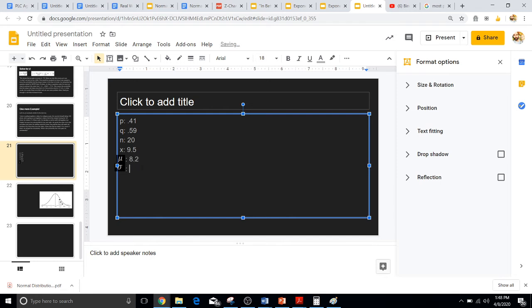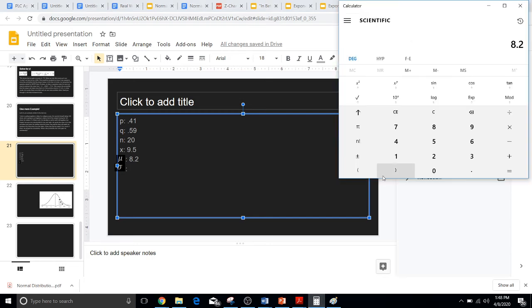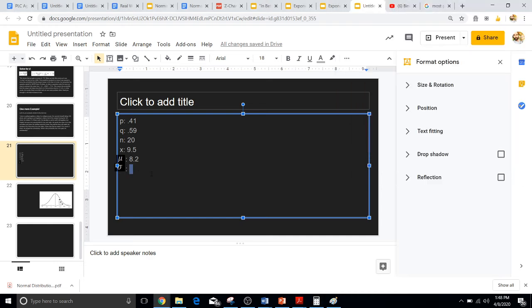Next, we need to find our standard deviation. We know we can get our standard deviation by finding the square root of n times p times q. Well, as mentioned before, n times p is 8.2. Let's multiply that by 0.59, which is our q, and that's going to give us n times p times q. Don't forget, you need to square root that value, and when we do, we get approximately 2.2. Let's write that down.